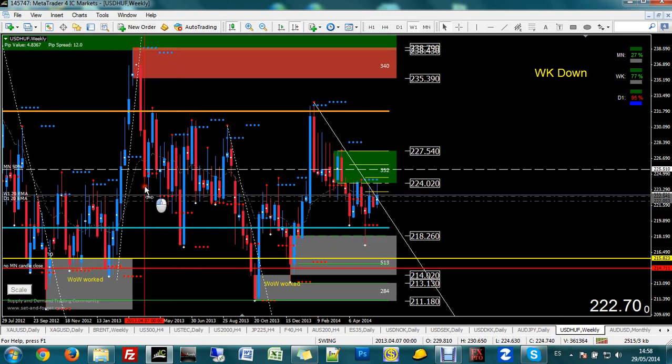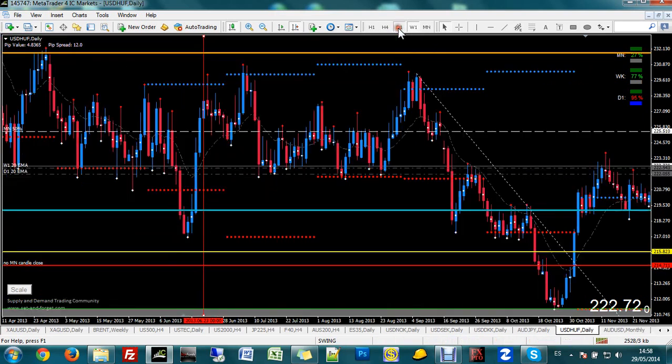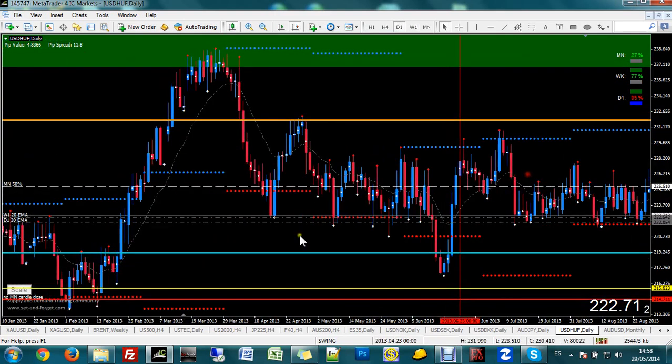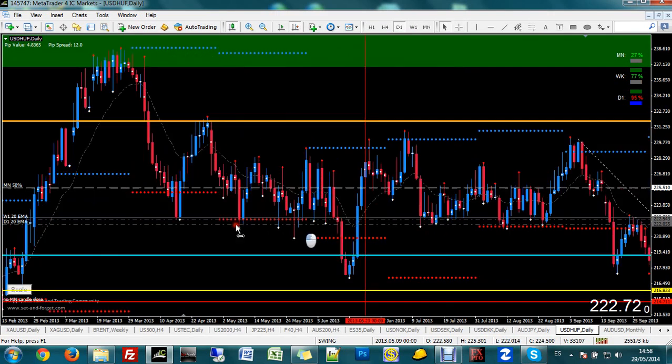Okay, fresh area of demand at a new area of demand on the weekly. Look at the big imbalance. So that area, yeah, well, let me check out this. Yeah, there it is. This is a valid trade over here, that one there.